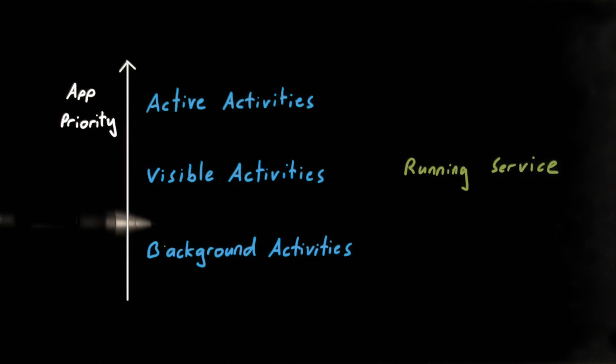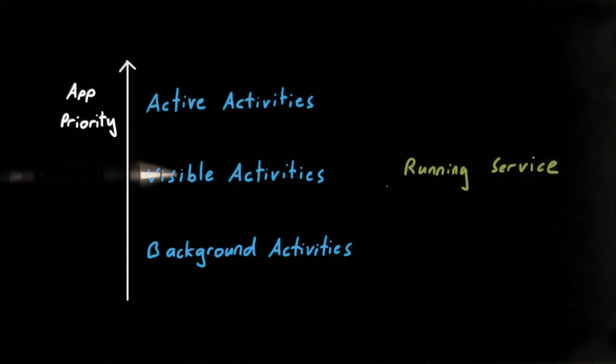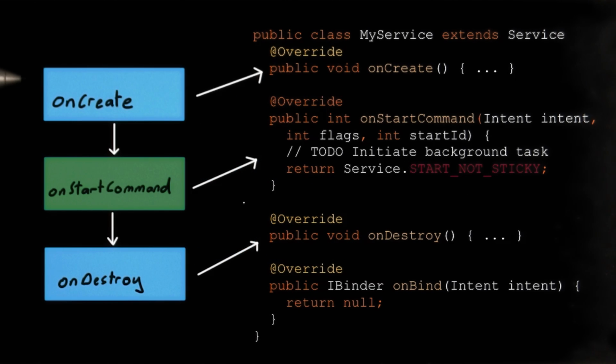Unlike activities, services have no user interface, and they run at a higher priority than background activities. This means that an app with a running service is less likely to be killed by the runtime in order to free resources for the foreground activities. In fact, by default, the system will attempt to restart services that are terminated before they're stopped from within the app. This is reflected in their simplified lifecycle.